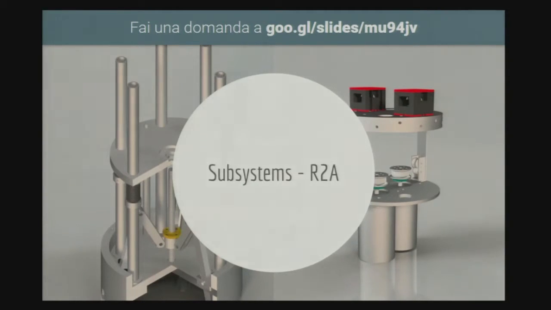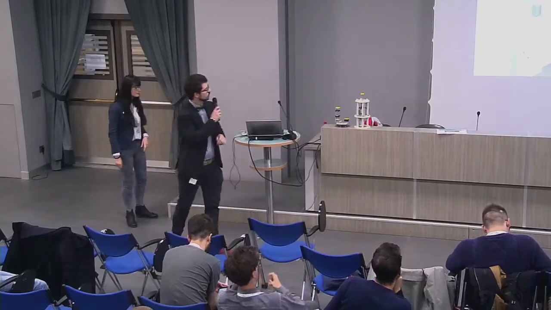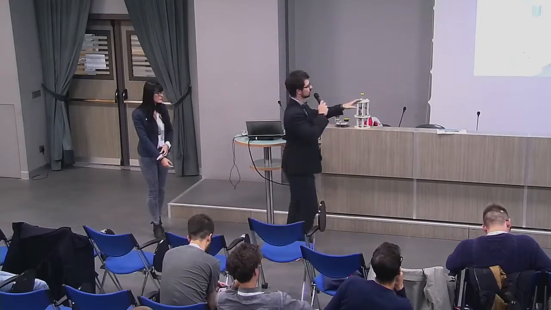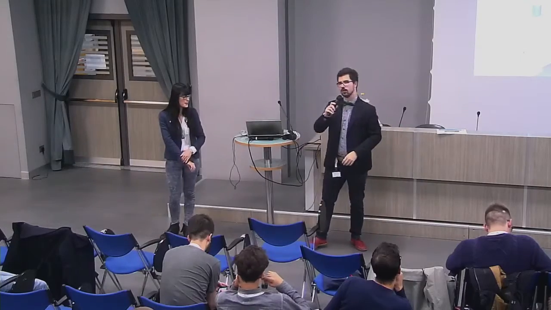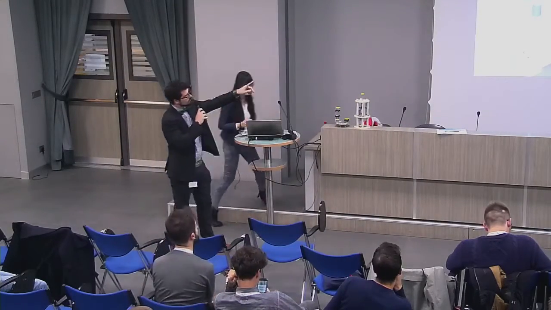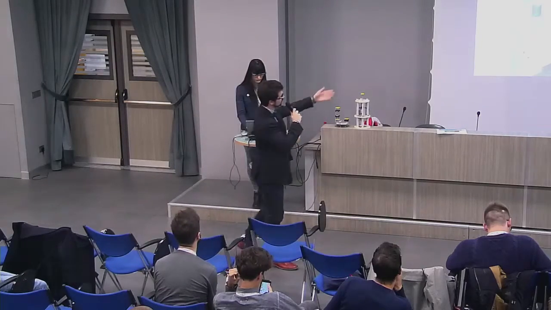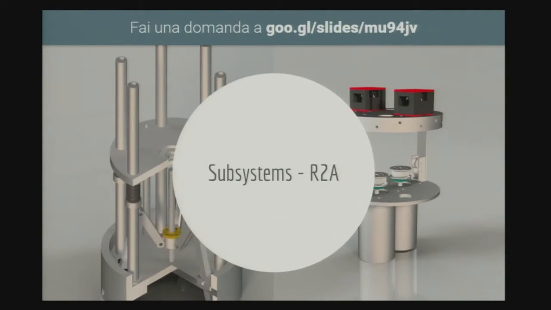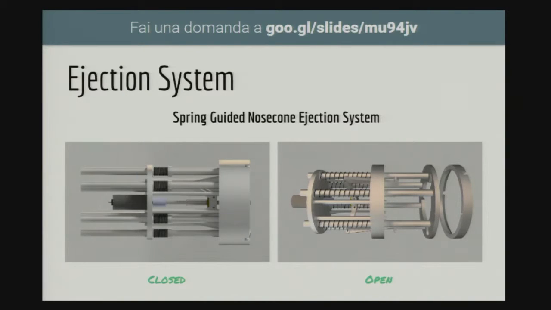Here are the two main subsystems of R2A, our new rocket: the nose cone expulsion on the left and a thermal cutter on the right. The ejection system is a spring-guided nose cone ejection system. You can see two configurations: on the left, the closed one, and on the right, the open one.